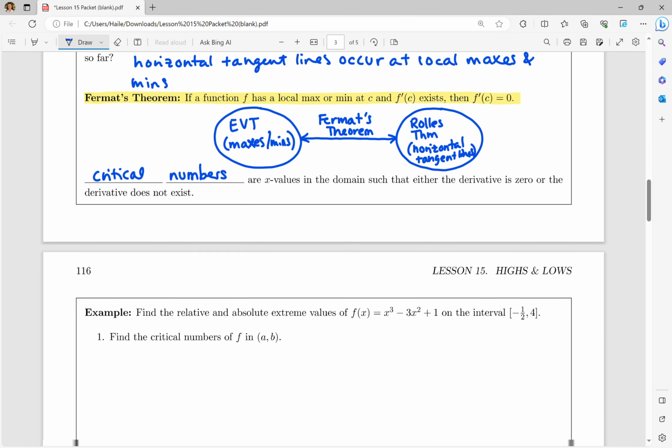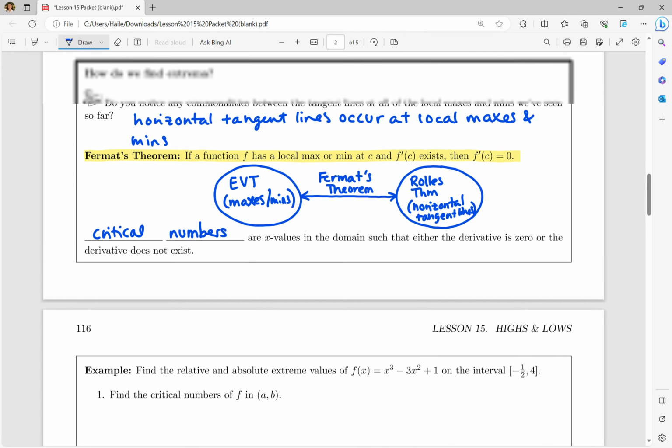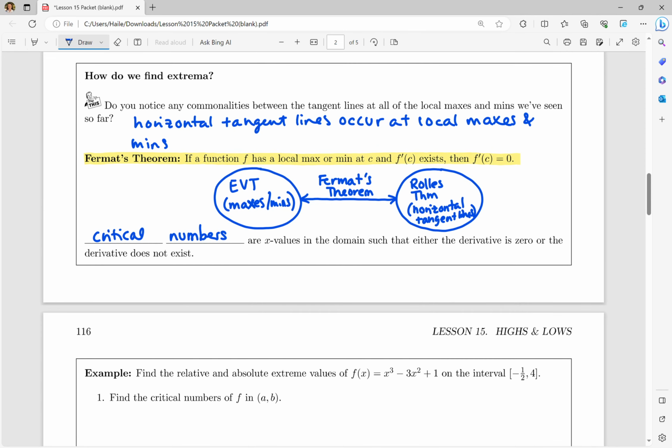So we'll finally get into... Oh wait, I didn't mention what a critical number was. Okay, critical numbers are x values in the domain such that either the derivative is 0 or the derivative does not exist. So critical numbers are kind of like the first step to using Fermat's theorem to find maxes and mins. Okay, we're going to talk about what they are, but I think it's better to just jump into an example so you kind of get the idea from the context.